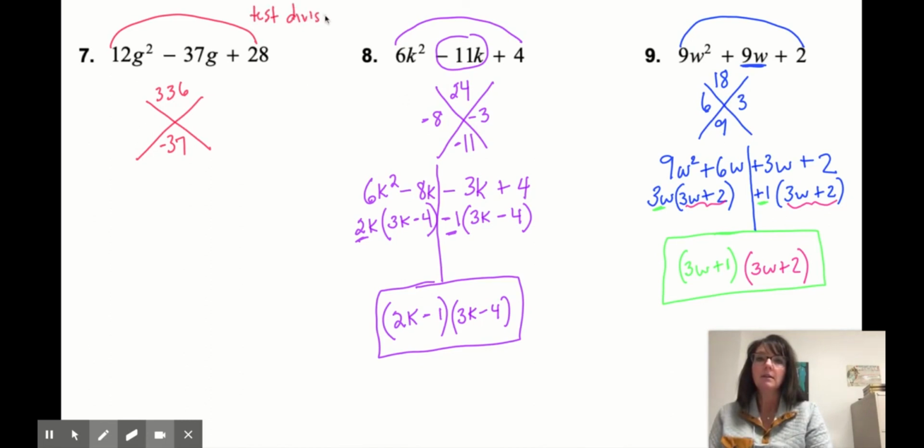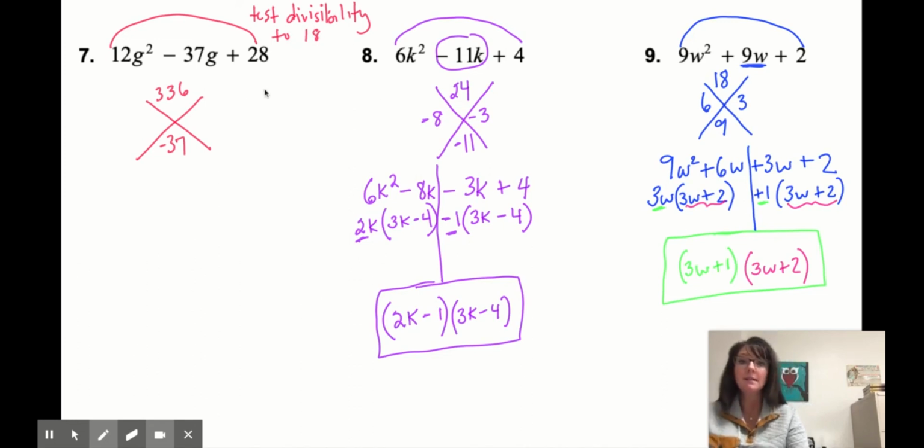I need to test divisibility up to 18. So that's a lot of numbers, right? So you might still need to make a table, but then again, some of these numbers aren't going to make sense, because with 1 times 336, remember that we need the sum to be 37 as an absolute value, and then we'll deal with the integer part of it in the negatives. But we could go through the list, right?